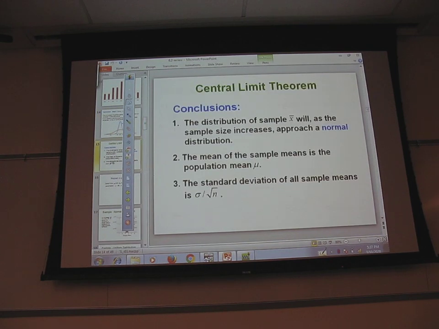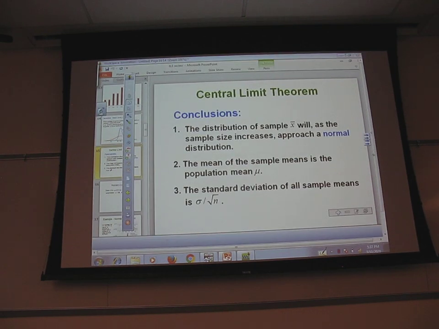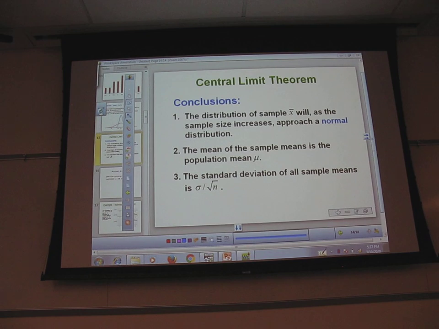Okay. So there are some conclusions. Jackie, go ahead and read for us. Distribution of the sample mean, X bar. One, the X bar will, as the sample size increases, approach a normal distribution. Two, the mean of the sample means is the population mean mu. Three, the standard deviation of all sample means is the standard deviation sigma over square root of n.